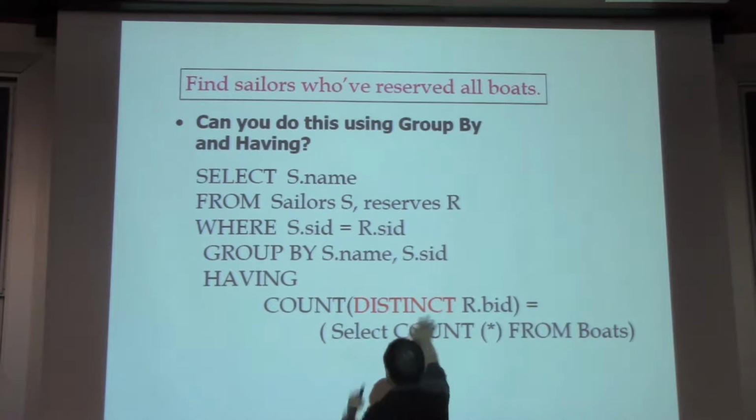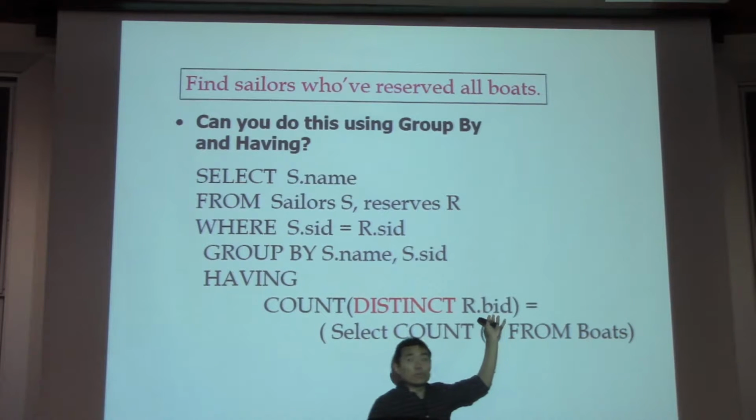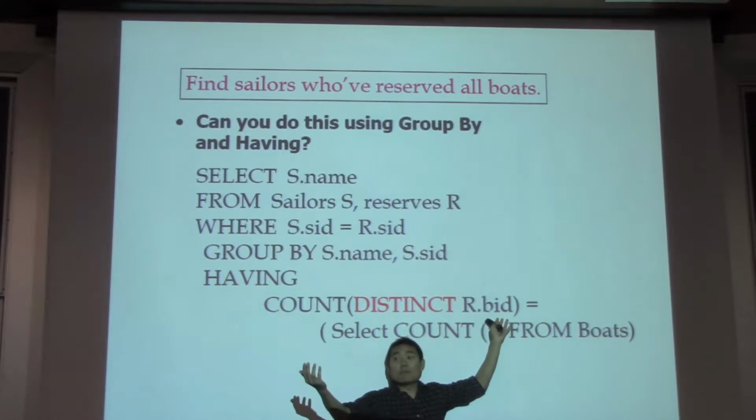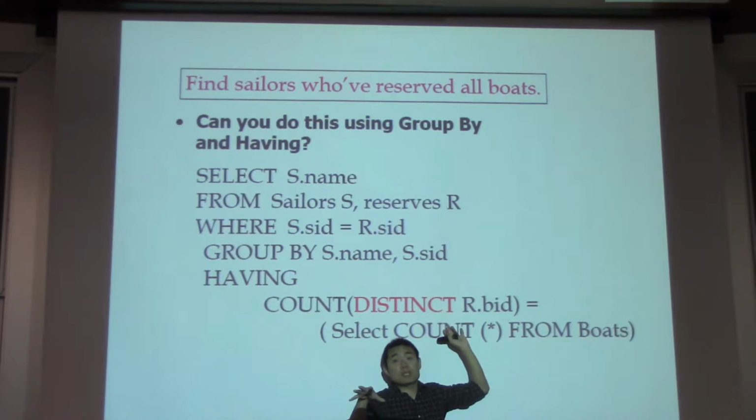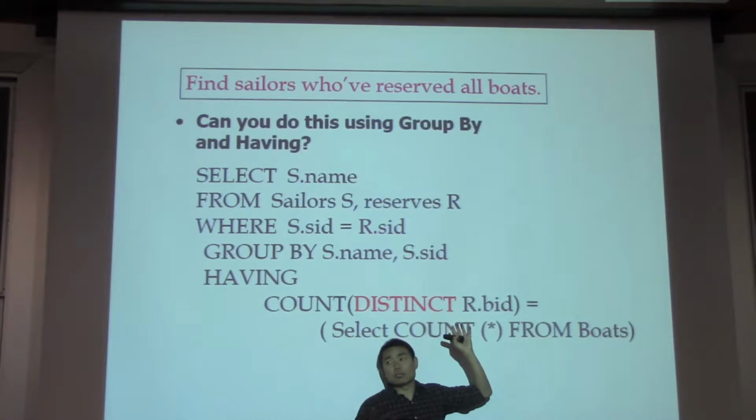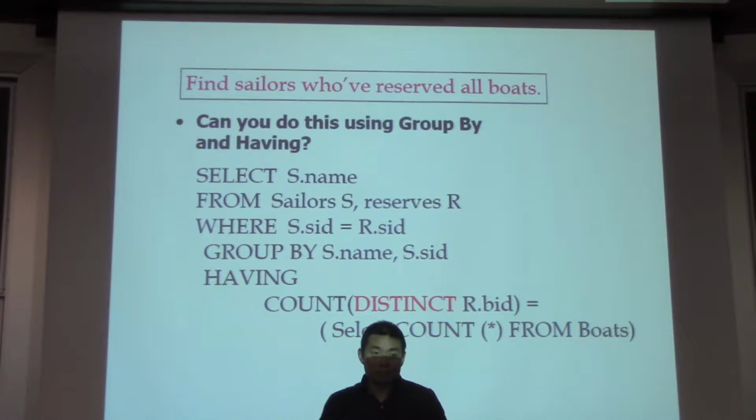But this is really important because if you don't have this, a sailor reserves the same boat. Let's say you have 10 boats in total. If the sailor reserves the same boat 10 times, he or she will be in the output, even though obviously he or she hasn't reserved all boats.